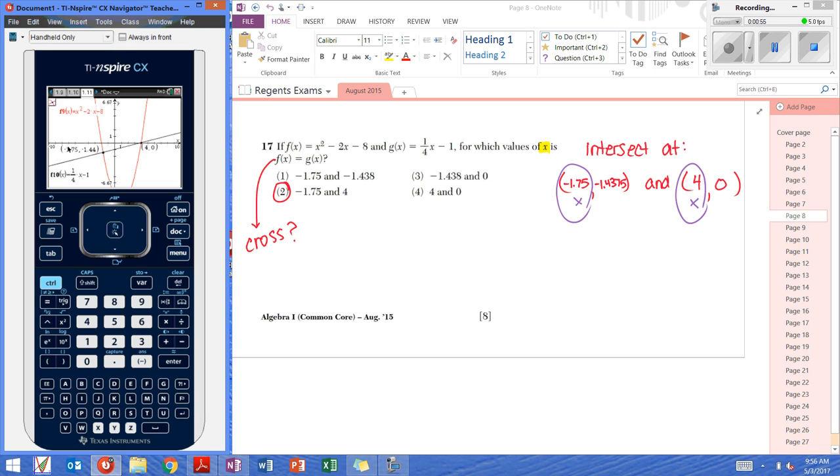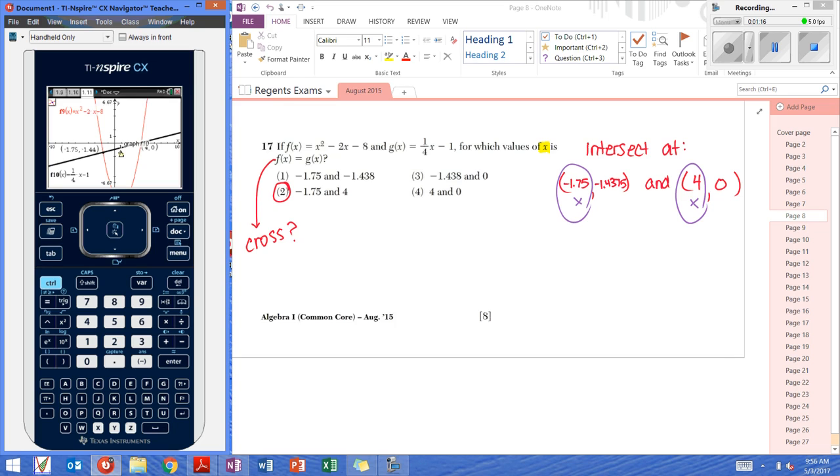So negative 1.75, and I have negative 1.4375, but negative 1.44. Now the catch here is, what are they really asking us for? And they say the values of x. So we just want the two x values, which is the first value in the coordinate.